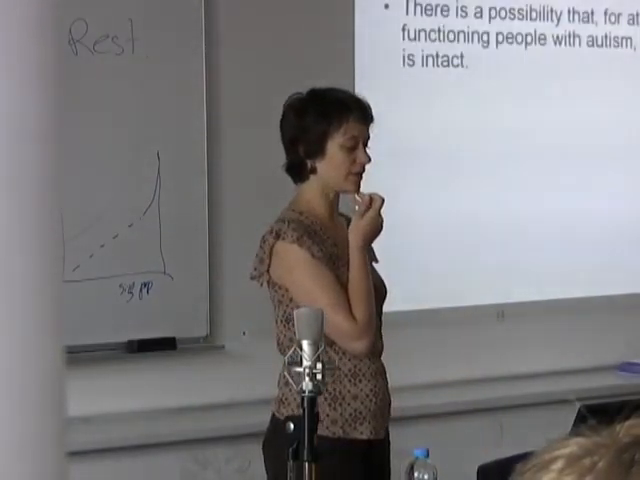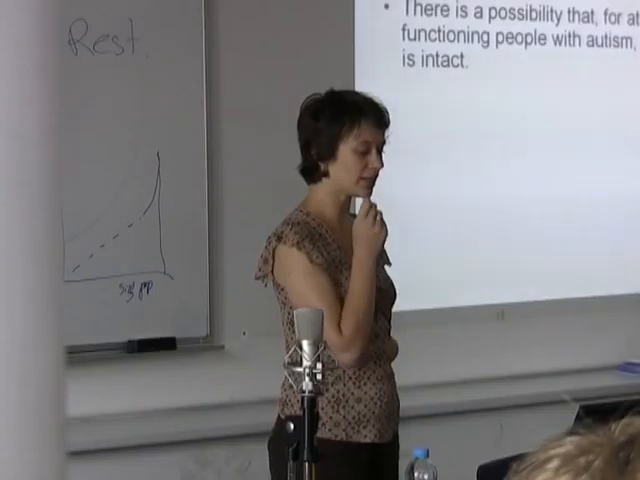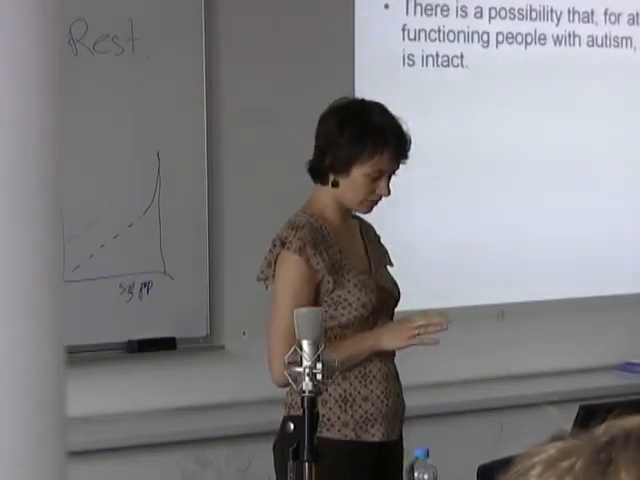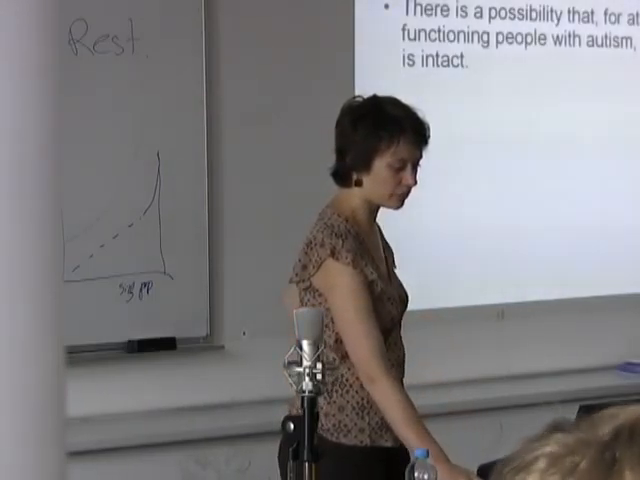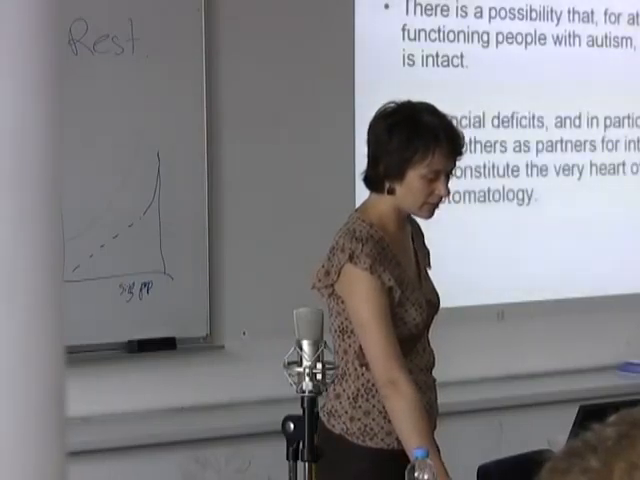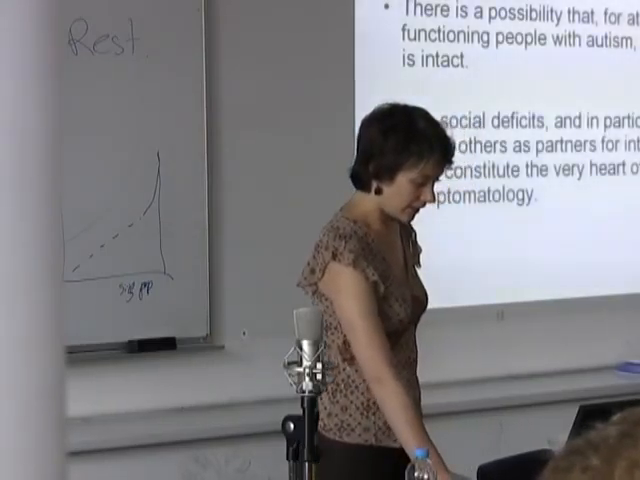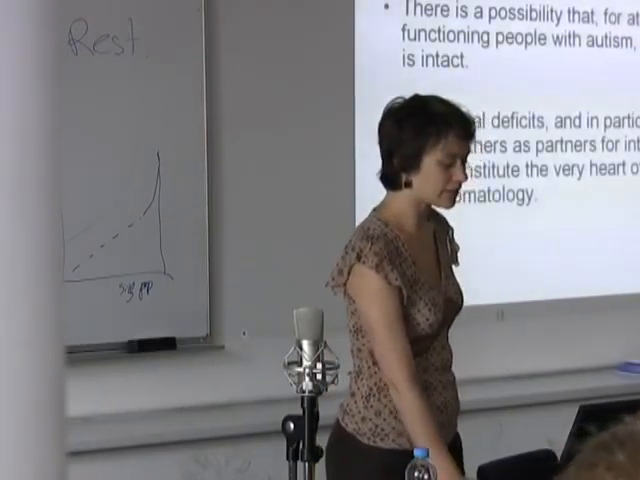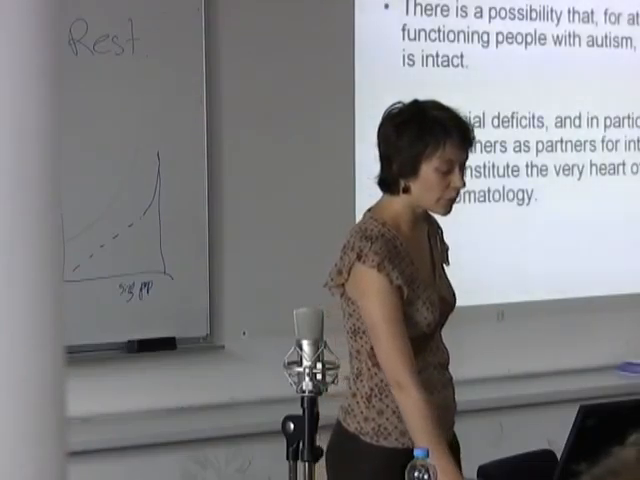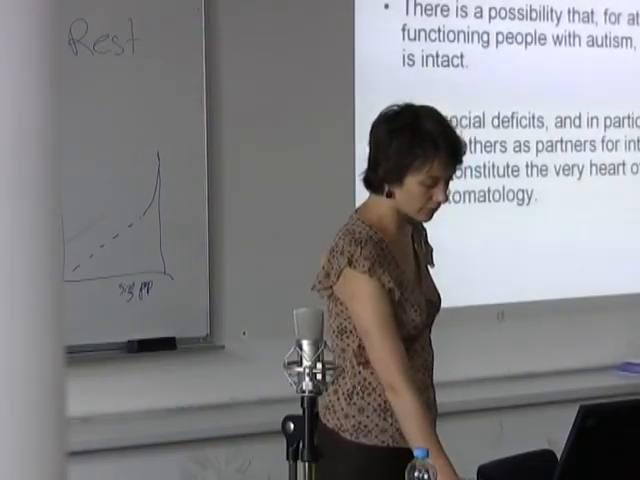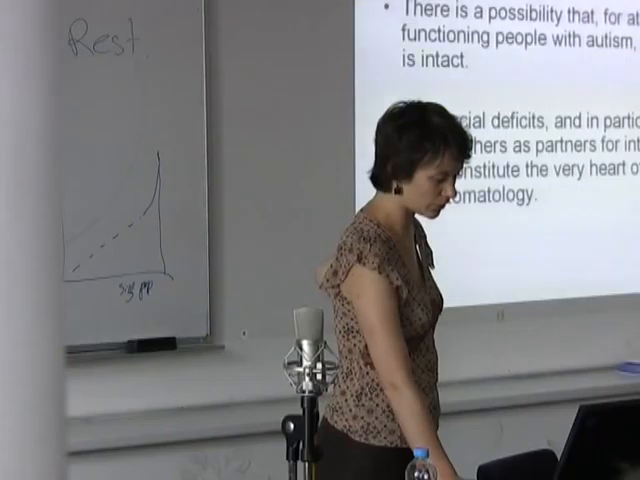I want to argue that there is a possibility that for at least some high-functioning people with autism, the theory of mind module is intact. The social deficits, and in particular the capacity to see others as partners for interaction, would then constitute the very heart of the autistic symptomatology.